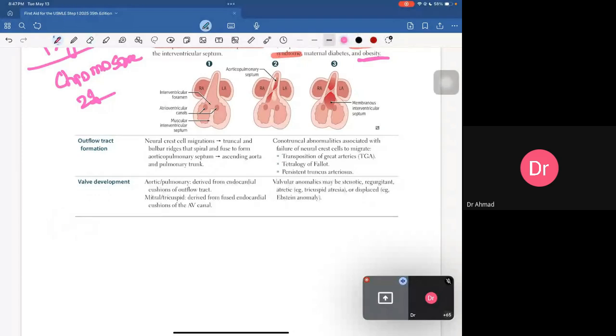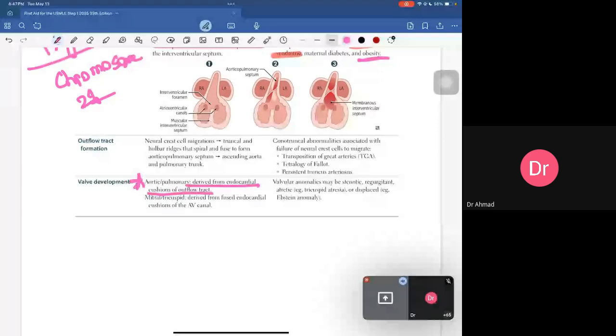Right? Now, the last is the valve development. Regarding valve development, you just have to remember one thing, that the aortic and pulmonary valves come from endocardial cushions. And again, if a patient is having Down syndrome, these will be affected, right?